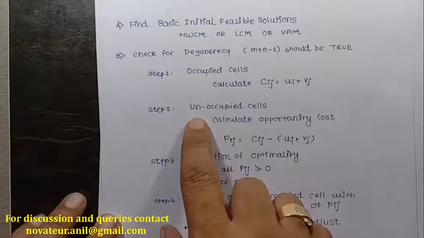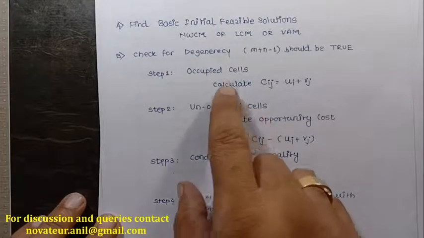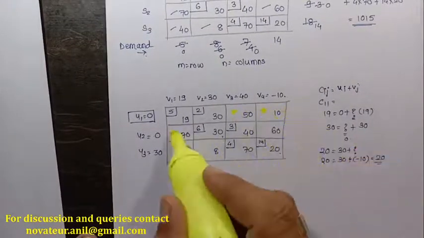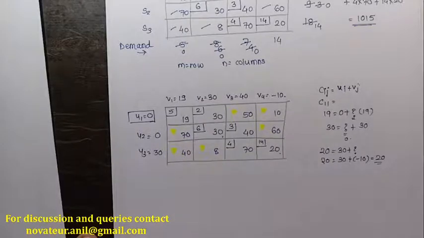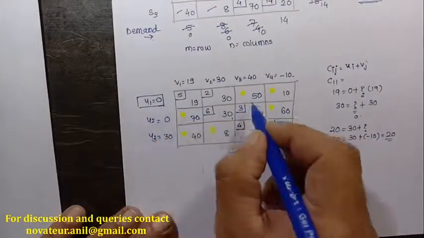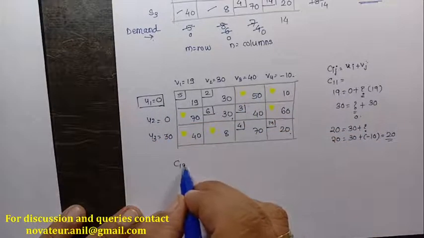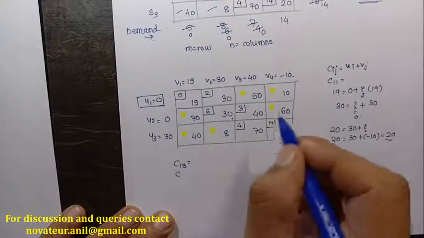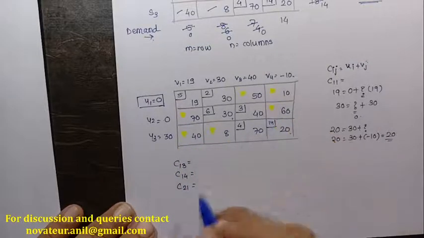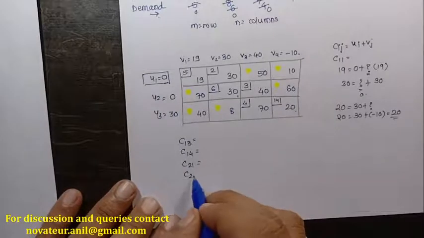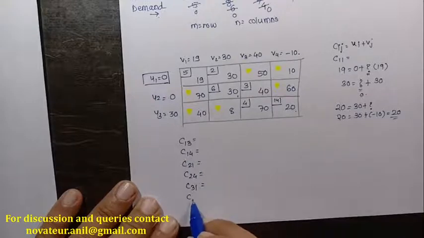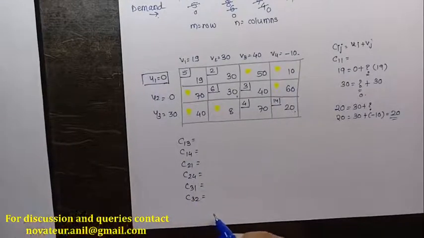Now the second operation that we need to perform is for unoccupied cells, that means where the cell is not assigned. So in this particular problem, what are the unoccupied cells? This one, this one, this one, this one and this. So these are unoccupied cells. I'll just write down their numbers. See, this is row 1, this is column 3, so C13 is an unoccupied cell. Then C14, then C21, C24, C31 and C32 are unoccupied cells.